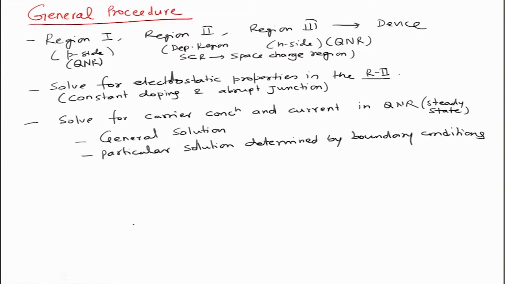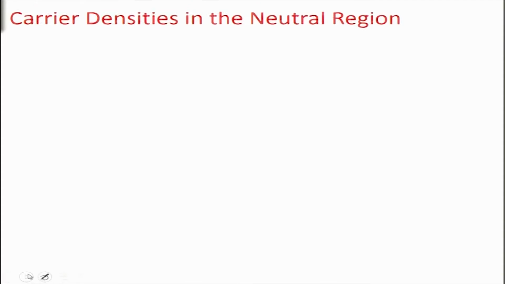And then we find the relationship between currents on two sides of SCR, that is the depletion region. Okay. So, basically it depends upon how much the generation happens, so on and so forth. So, let us first write the expression for carrier densities in the neutral region.